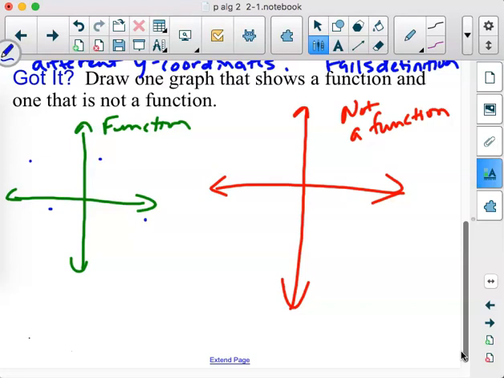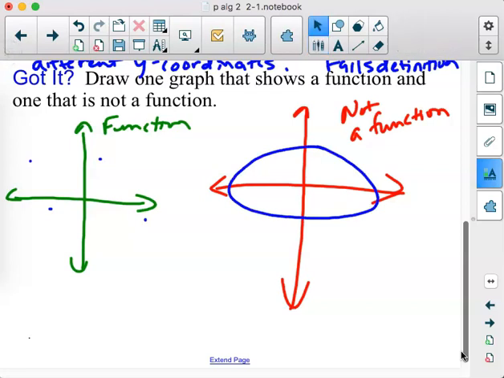Not a function means that that can't happen. So there have to be at least 2 points that are going to be lined up vertically. I'm going to make an oval like that. That is going to fail the vertical line test big time. So something along those lines lets you know, hey, I know what I'm looking for here. It has to pass the vertical line test.